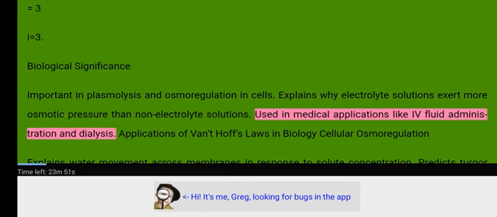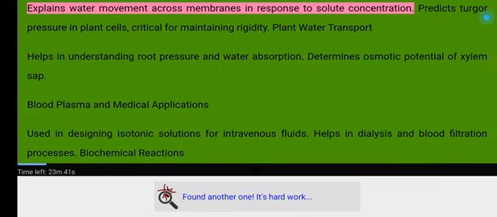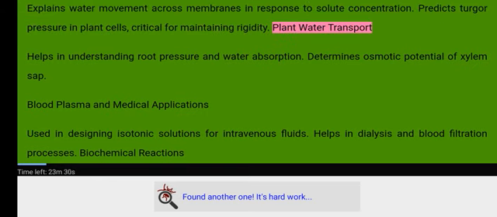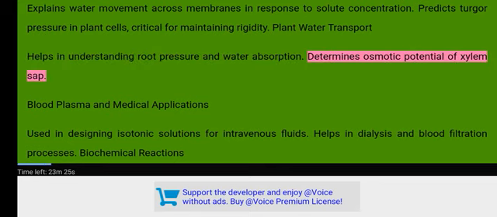Used in medical applications like IV fluid administration and dialysis. Applications of Van Hoff's laws in biology: cellular osmoregulation. Explains water movement across membranes in response to solute concentration. Predicts turgor pressure in plant cells, critical for maintaining rigidity. Plant water transport. Helps in understanding root pressure and water absorption. Determines osmotic potential of xylem sap.